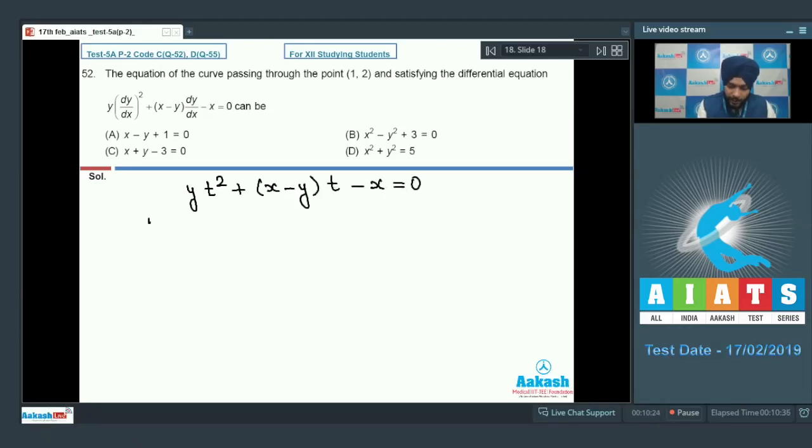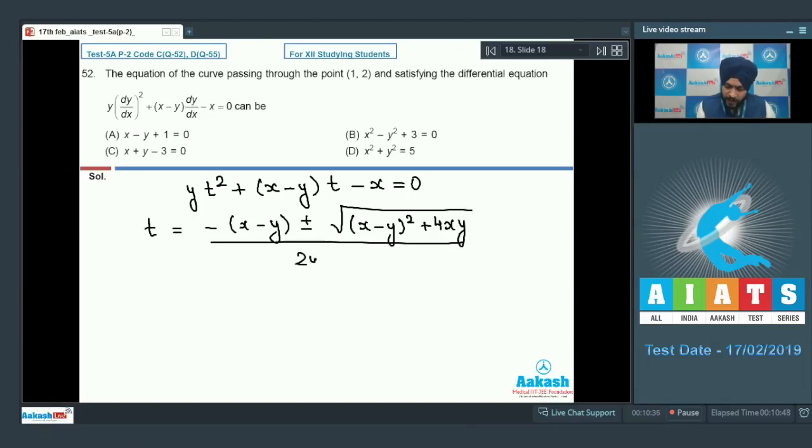So what is the value of t? t is minus b, that is minus (x minus y), plus minus square root of b square minus 4ac, so (x minus y) whole square plus 4xy, whole divided by twice the leading coefficient, that is 2y.